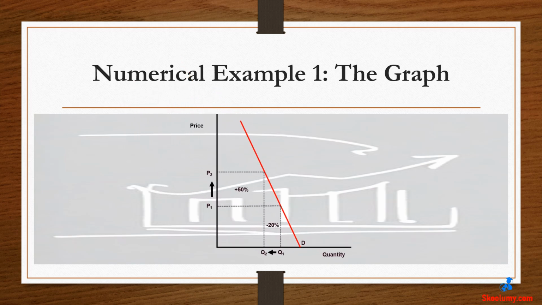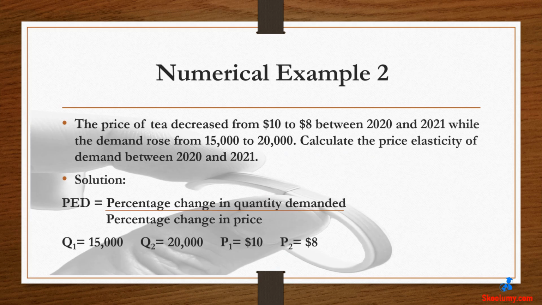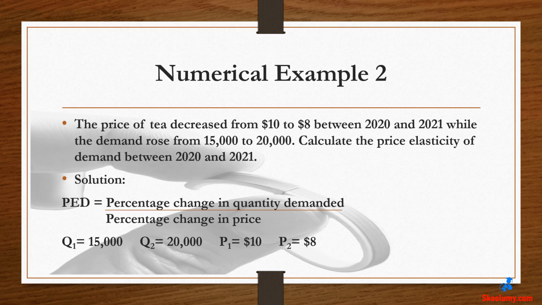This is the graph of relatively inelastic demand. Example 2. The price of tea decreased from $10 to $8 between 2020 and 2021, while the demand rose from 15,000 to 20,000. Calculate the price elasticity of demand between 2020 and 2021.